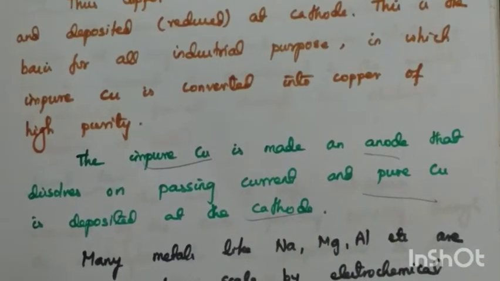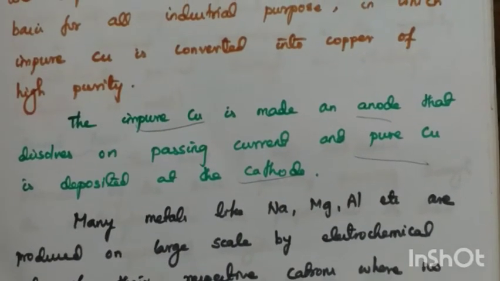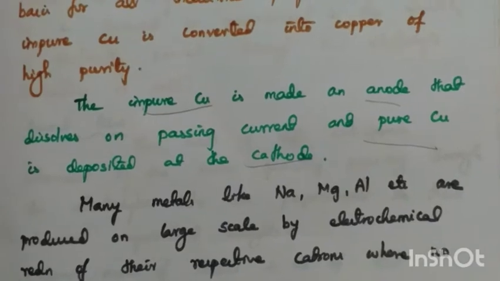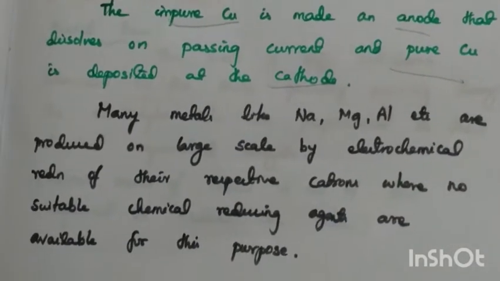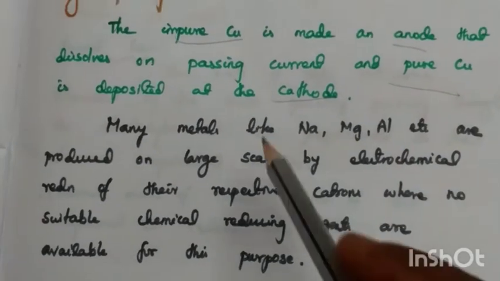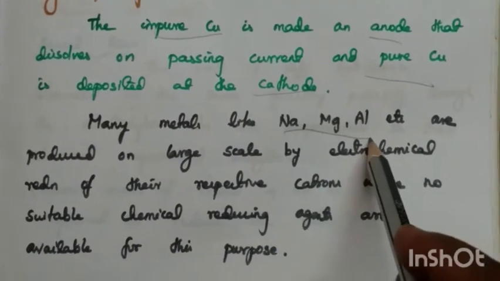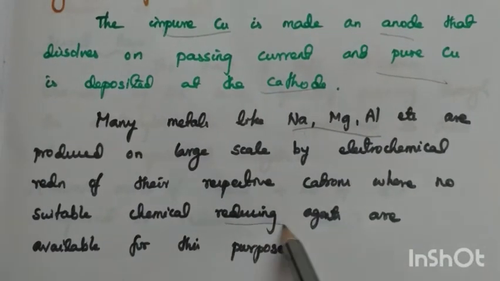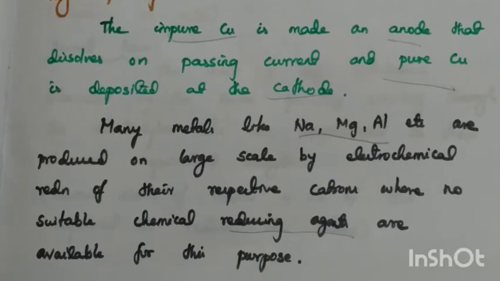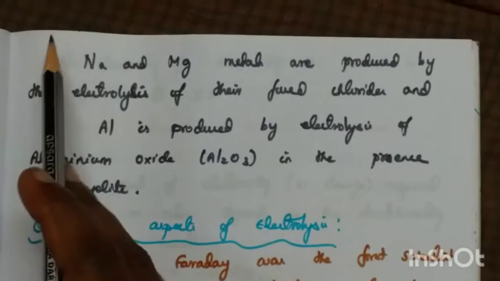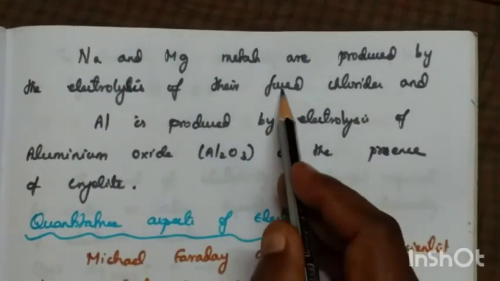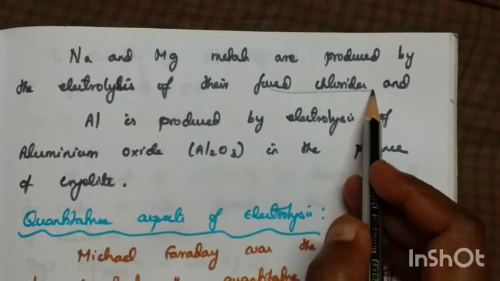Many metals like sodium, magnesium, aluminum, which are highly reactive metals, no, can be produced on a large scale by electrochemical reduction of their respective cations where no suitable chemical reducing agents are available. That means for sodium, magnesium and aluminum, no suitable reducing agents are available because they are highly reactive. That is, sodium and magnesium metals are produced by the electrolysis of their fused chlorides, NaCl or magnesium chloride.